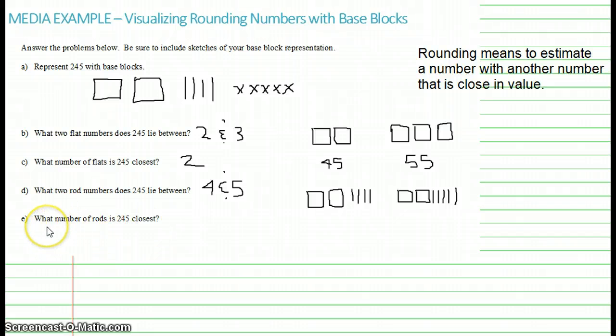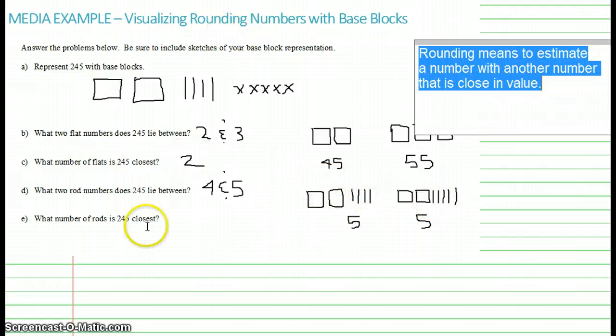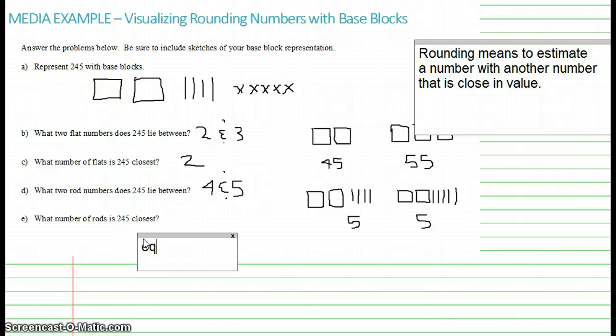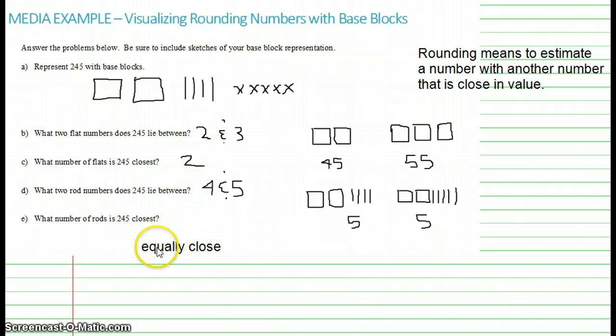The next question asks, what number of rods is 245 closest to? Well, here we know that 245 is 5 units away from 240, and it's also 5 units away from 250. We would need to take away 5 here and add 5 here. So we're going to answer this as they are equally close. And we're going to learn in the next video how we round when that's the case.